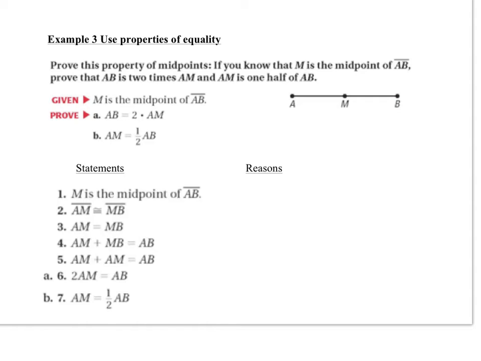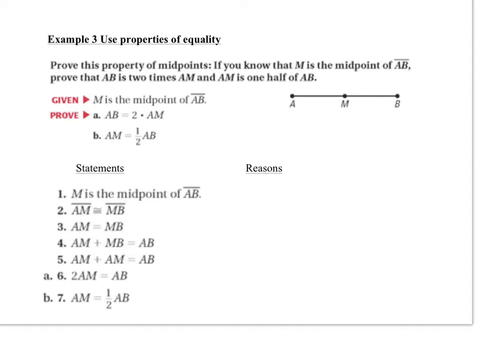Day 2 of 2.6, we're going to continue with doing our proofs. In example 3, we're going to use properties of equality. We're going to prove the property of midpoints. If we know that M is the midpoint of this segment AB, prove that AB is 2 times AM and AM is 1/2 of AB.